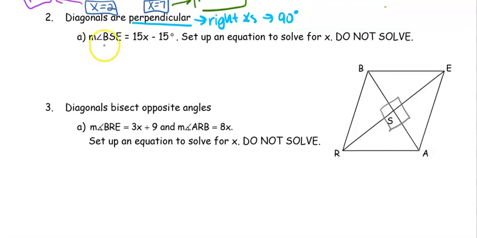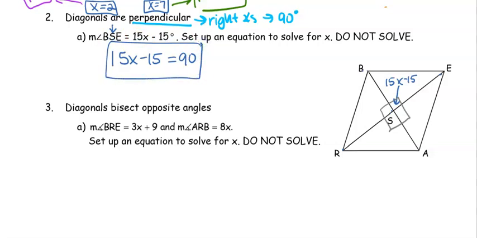So the measure of angle BSE, remember the middle letter is your vertex, BSE. So we're looking at this angle right here is 15x minus 15. Set up an equation, solve for x. Do not solve. So 15x minus 15, if those lines are perpendicular, it's a right angle, which means it's set equal to 90.